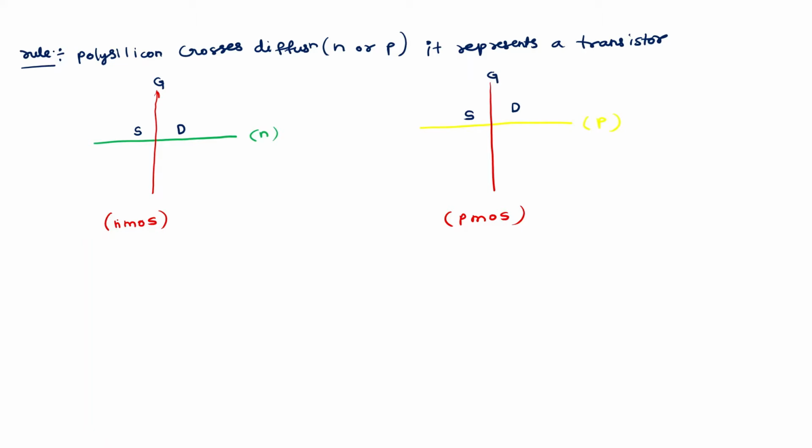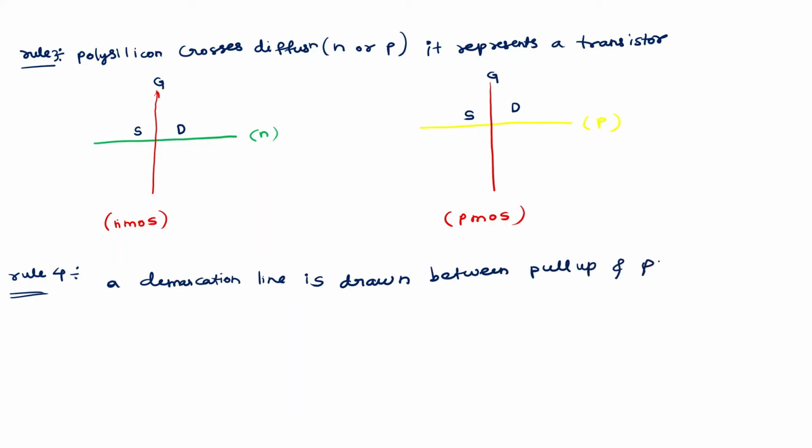And the last rule is about a demarcation line. Let me write here rule number 4: a demarcation line is drawn between the pull up and pull down network. I think you know what the pull up and pull down network is.